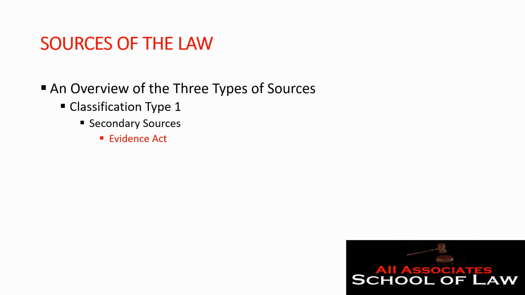Our next type of source is known as secondary enactments. These include the Police Act, the Armed Forces Act, the Coroners' Act and Coroners' Laws of the respective states, the Children and Young Persons Act and Laws of the respective states, the Supreme Court Act and Supreme Court Rules, the Court of Appeal Act and Court of Appeal Rules, the Federal High Court Act and Federal High Court Rules, the High Court Laws, as well as the Magistrate Courts Laws.